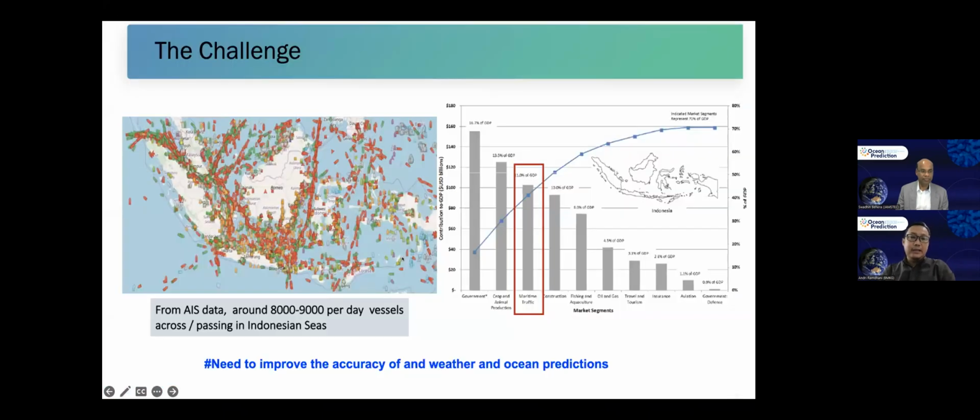So I start with the challenge impacts, since Indonesia lies between the Pacific and Indian Ocean. Based on the AIS data, around 8,000 up to 9,000 vessels per day pass through Indonesian seas. And also based on our GDP, the maritime traffic is in the top 3. So this is the challenge: how the National Meteorology Service can provide accurate information for the weather and also the seascape or the oceans.